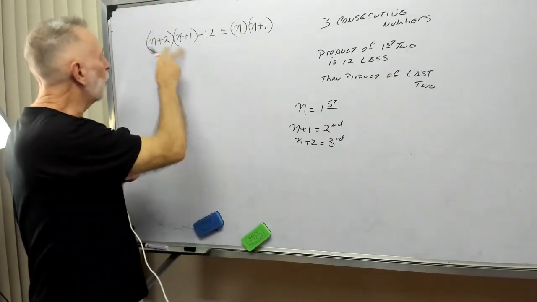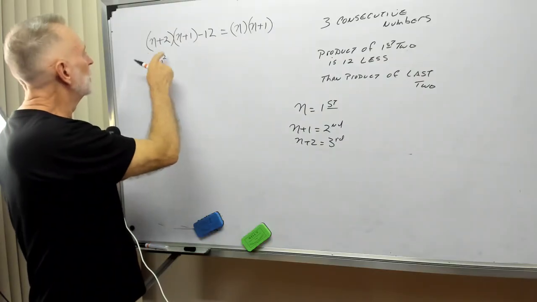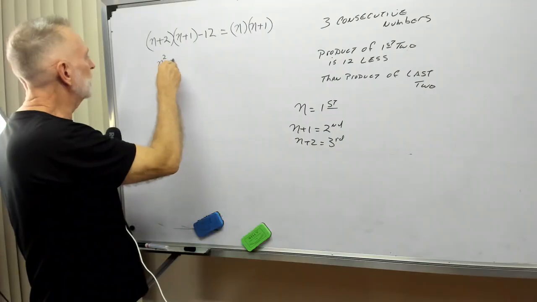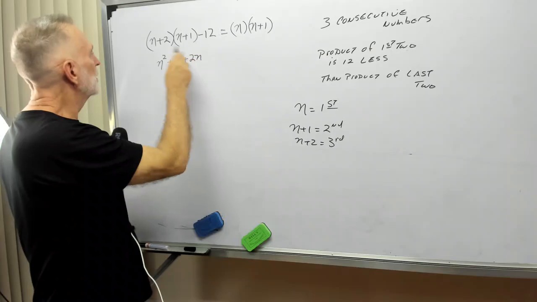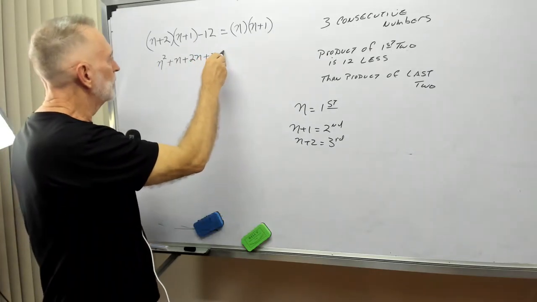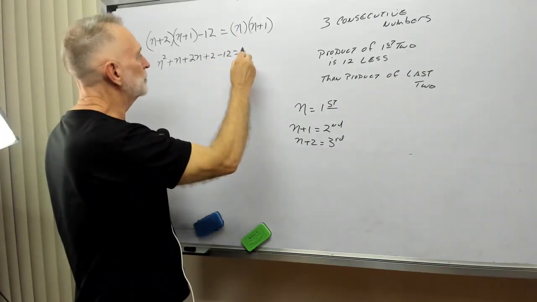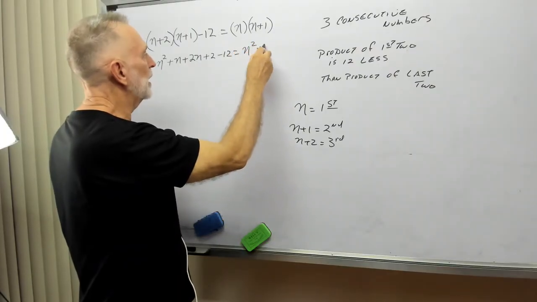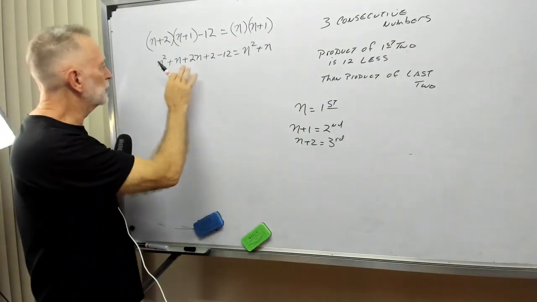All right, let's FOIL this. N times n is n squared. And then n times 1 is n. 2 times n is 2n. 2 times 1 is 2. And that's all minus 12. That equals n times n, which is n squared, and plus n times 1, which is n. So nothing new here.